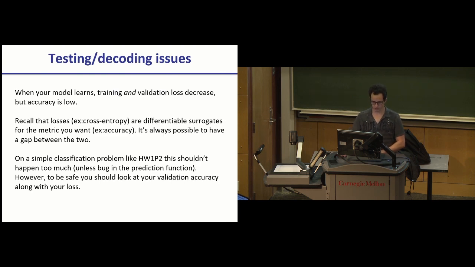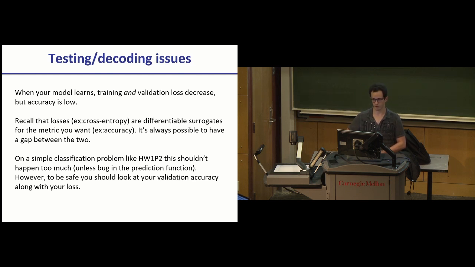Finally, about the testing issues, just one quick slide on that. Sometimes it's possible that your model actually learns, the training loss decreases, the validation loss decreases too, you don't overfit too much, and then you try to print your outputs and suddenly it doesn't work anymore. That might happen for two reasons. First, because you messed up the function that's going to output the results, or because, if you recall, the losses that you use, you don't use them because that's what you want to optimize, but because it's a differentiable approximation of what you want to optimize.